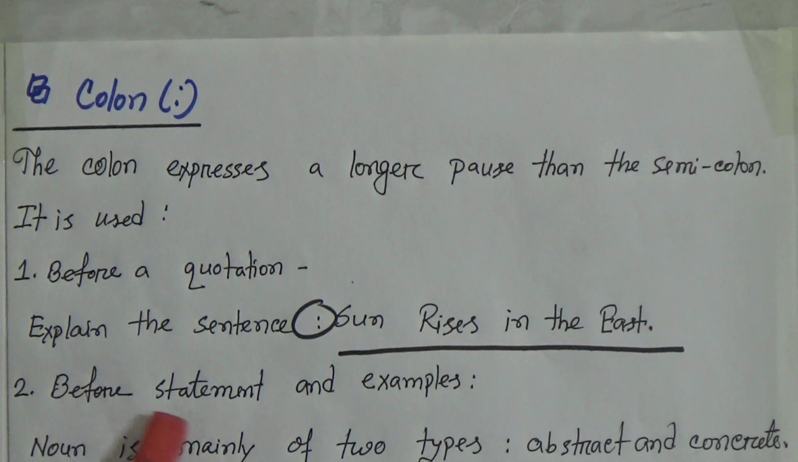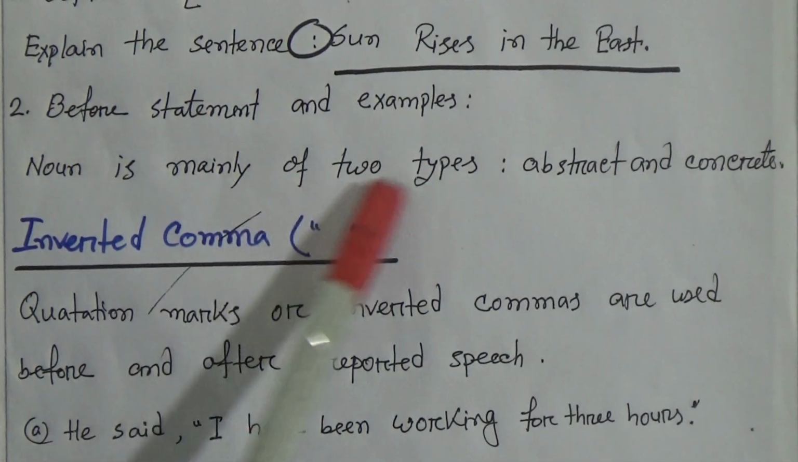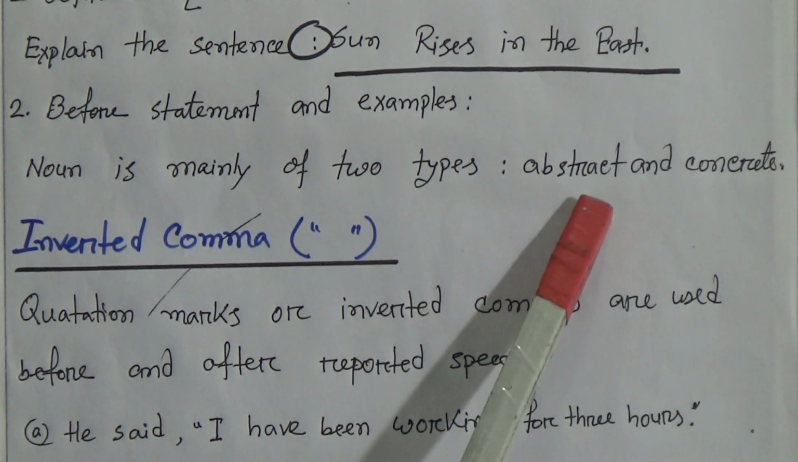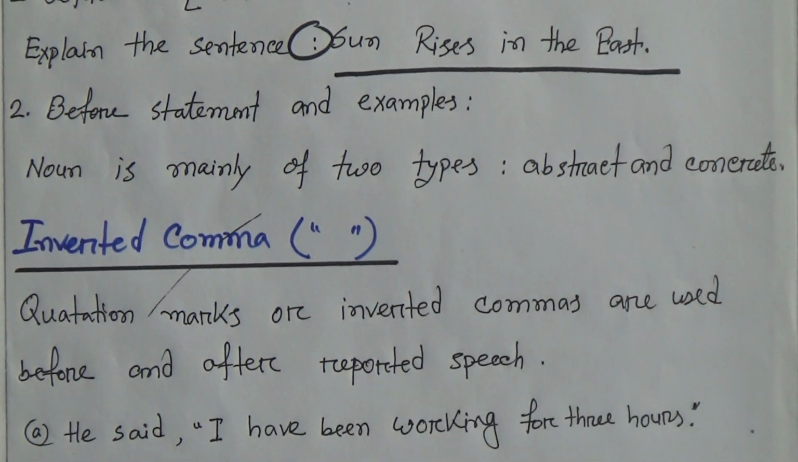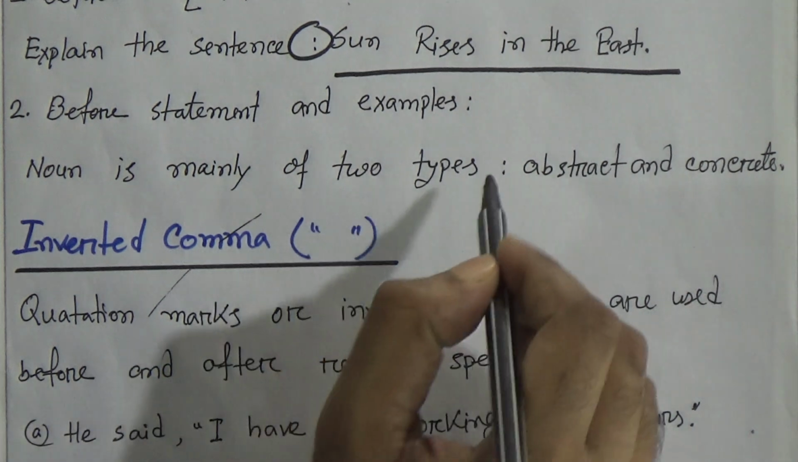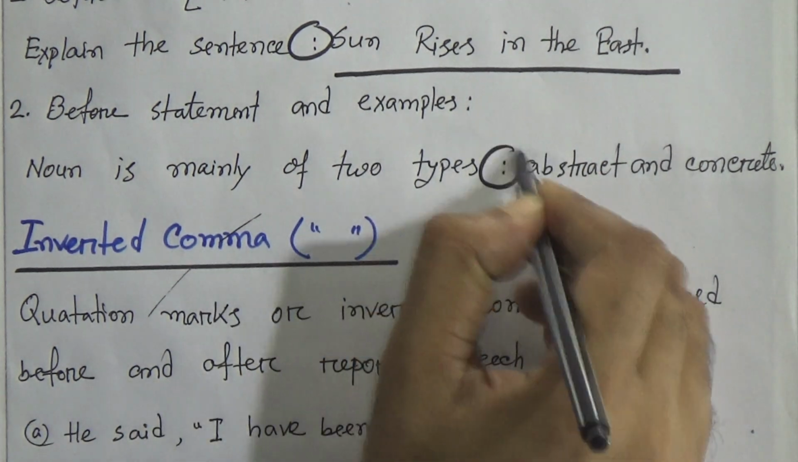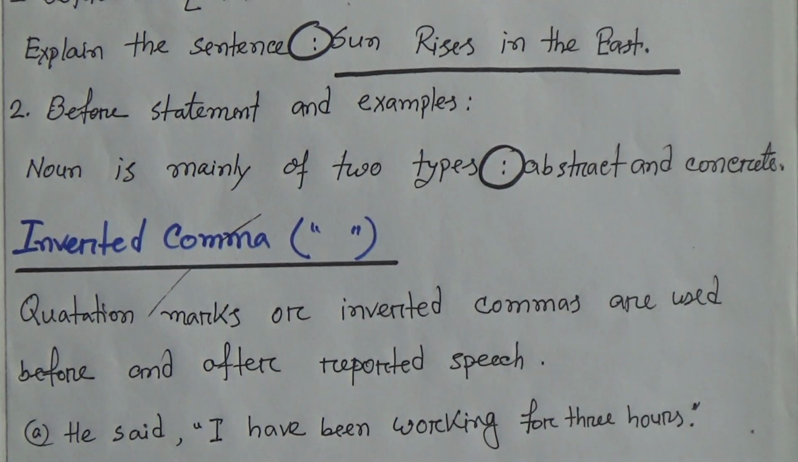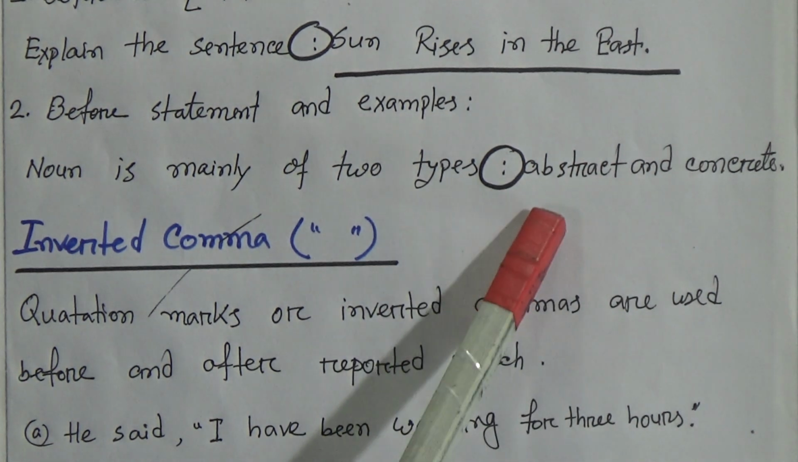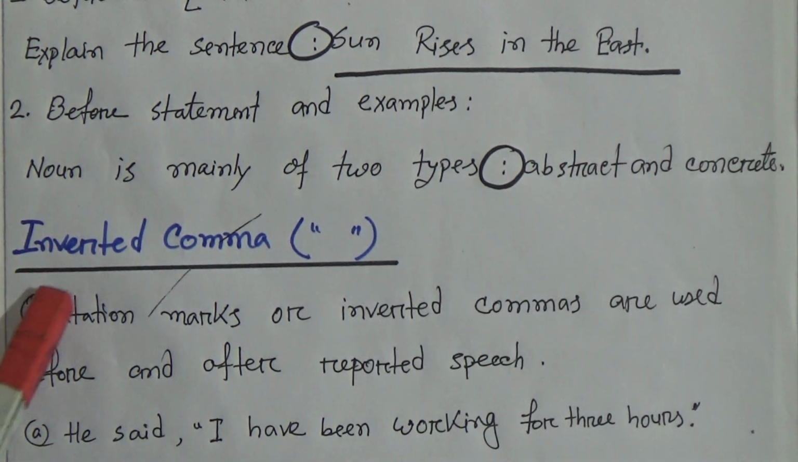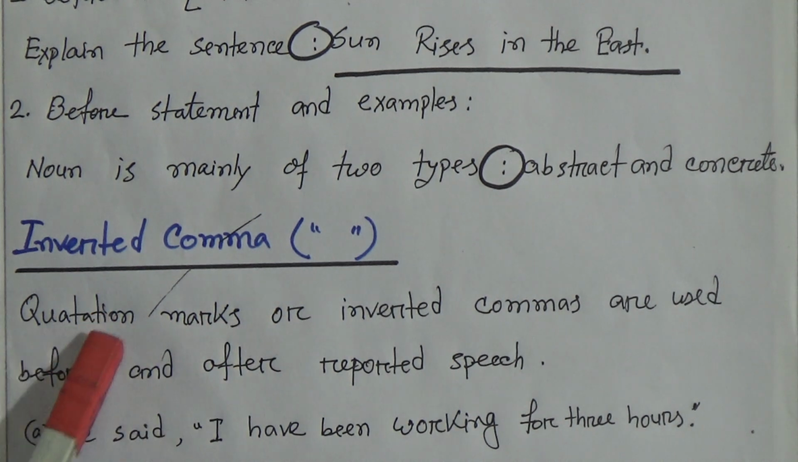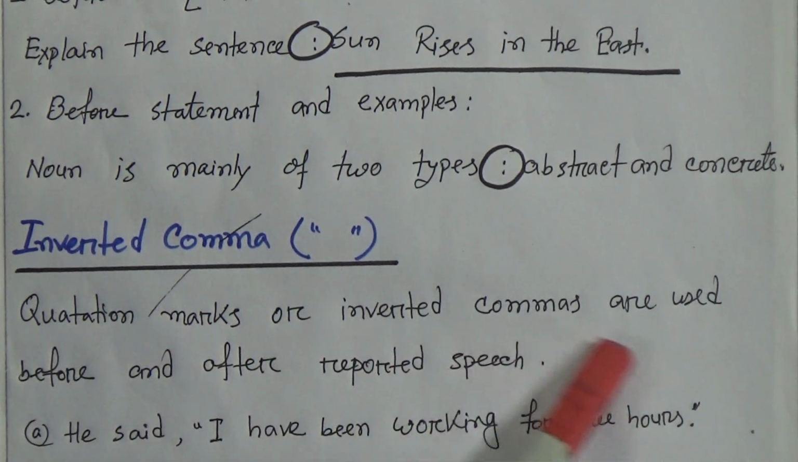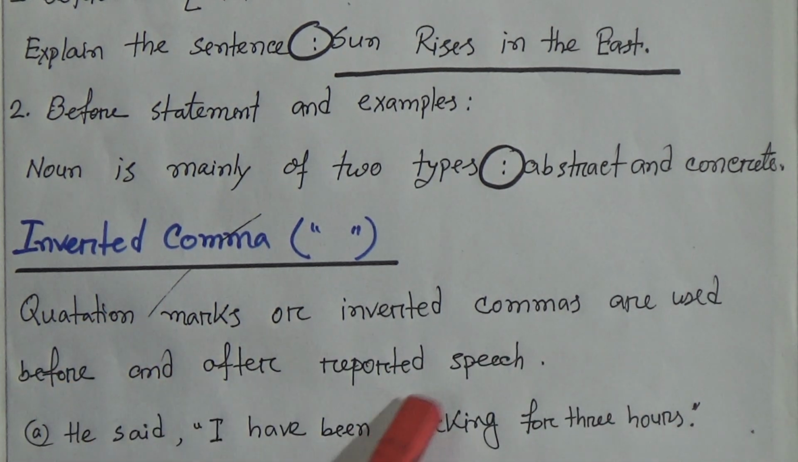Point number 2, before statement and examples. Noun is mainly of two types: abstract and concrete. Look, abstract and concrete are examples, and we have put a colon before the examples. Now we will learn about inverted comma. Quotation marks or inverted commas are used before and after reported speech.